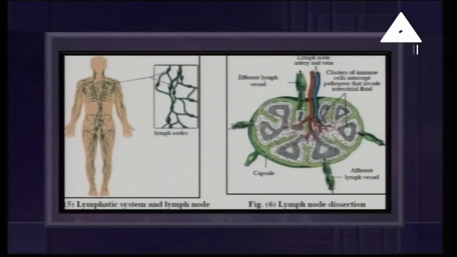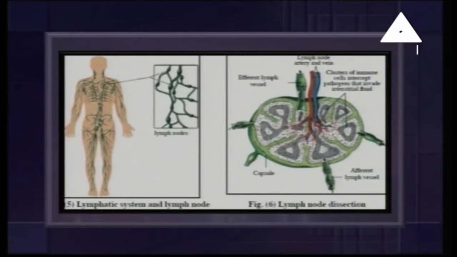Well, this picture shows us what? The spreading of the lymph nodes through the body, the upper part and lower part of the body, and here we have the microscopic structure of the lymph node. It's a dissection of the lymph node.